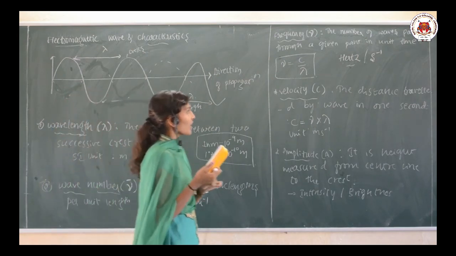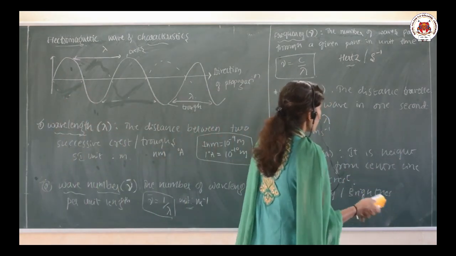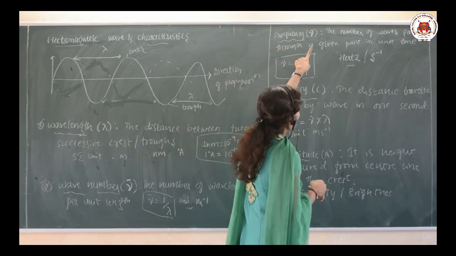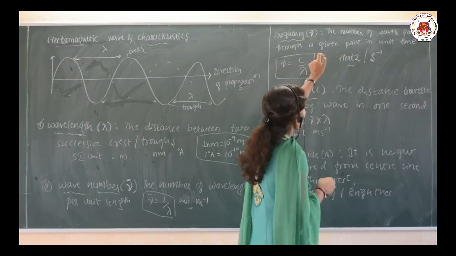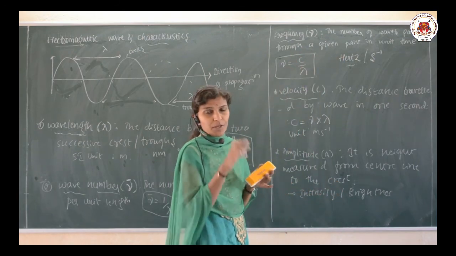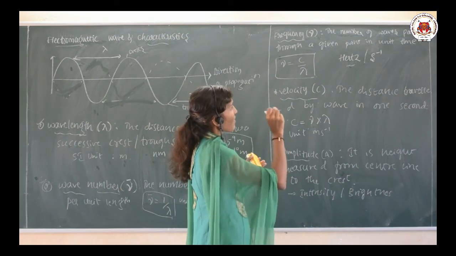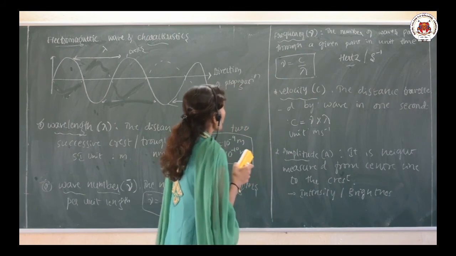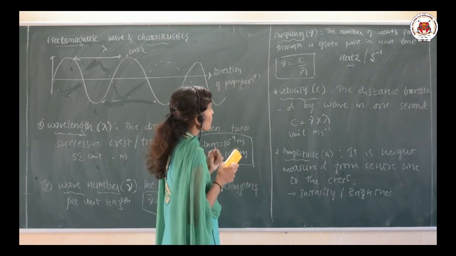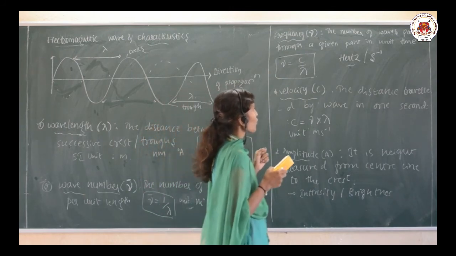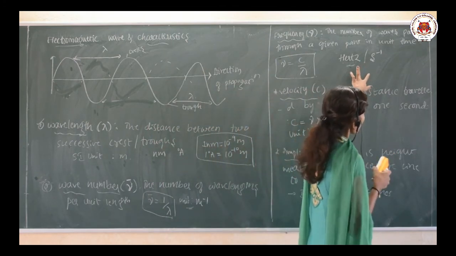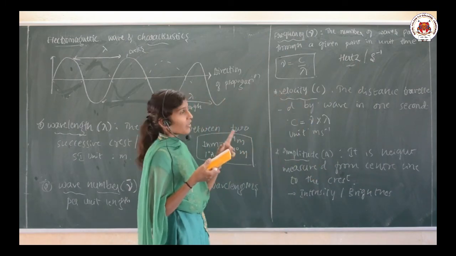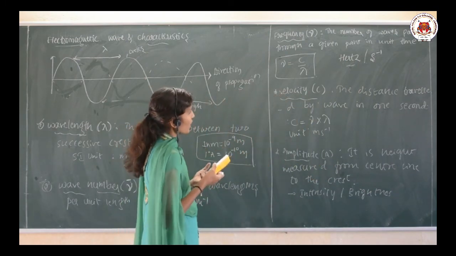And the next one is frequency. It is represented by nu, the number of waves passing through a given point in unit time. In a particular time, how many waves are passing through a given point, that contributes to the frequency. The formula is nu is equal to c by lambda, and the unit of frequency is hertz, and sometimes it is represented as per second.